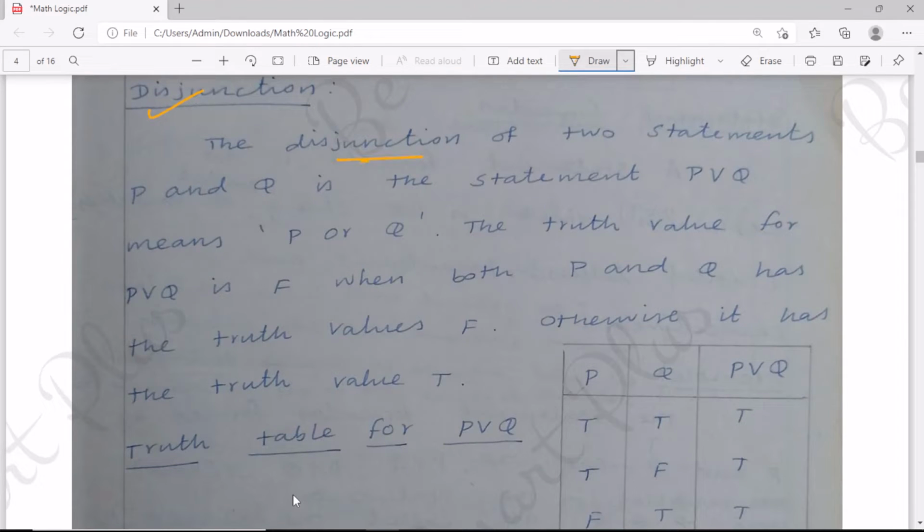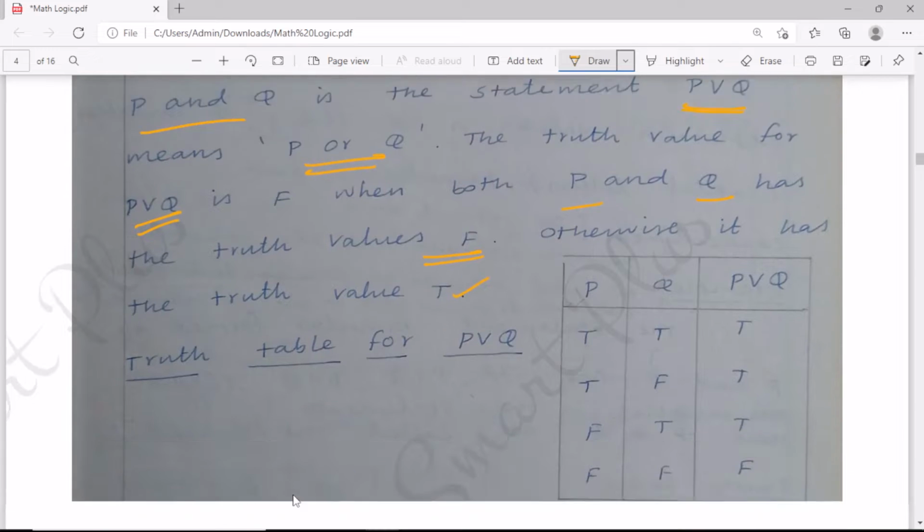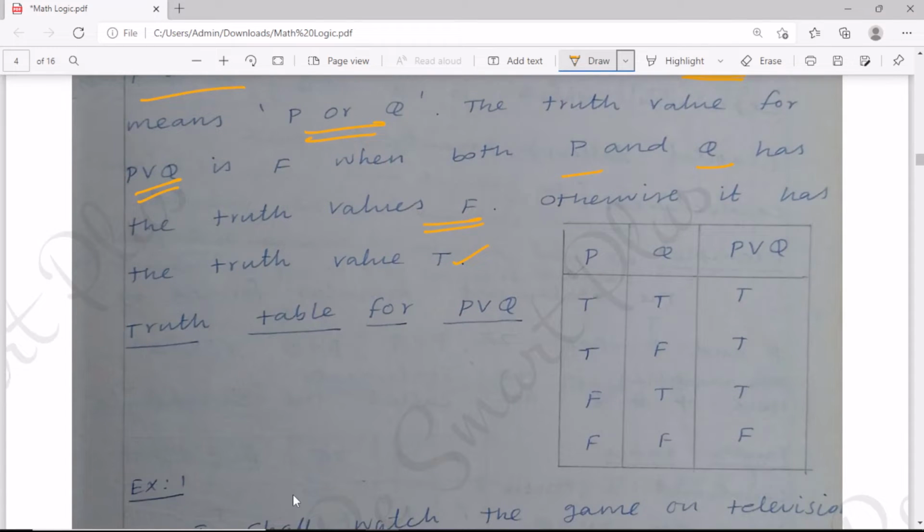The disjunction of two statements P and Q is the statement P or Q, which means P or Q. The truth value for P or Q is false only when both P and Q have the truth value false, otherwise it has a truth value T. That is true. Let me show you the truth table for P or Q.